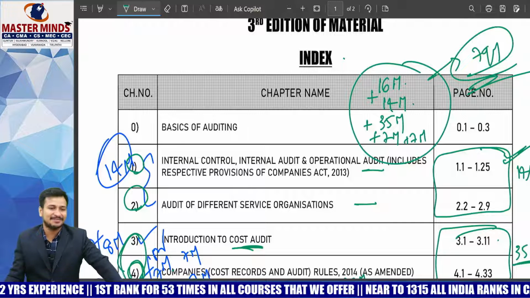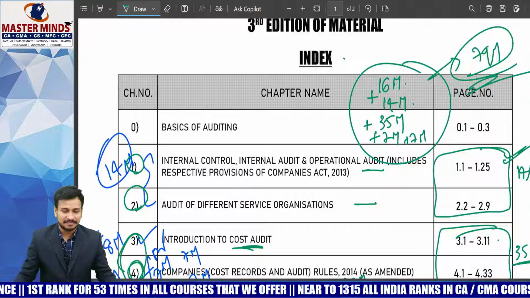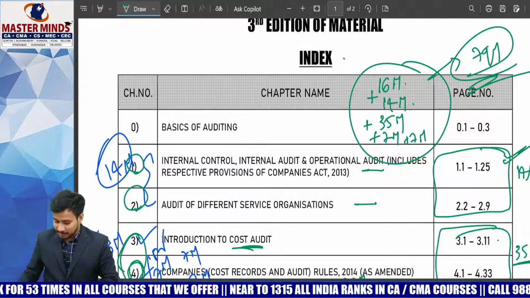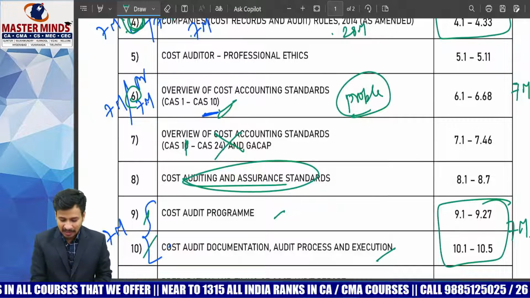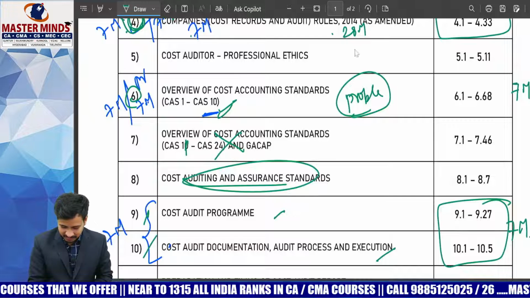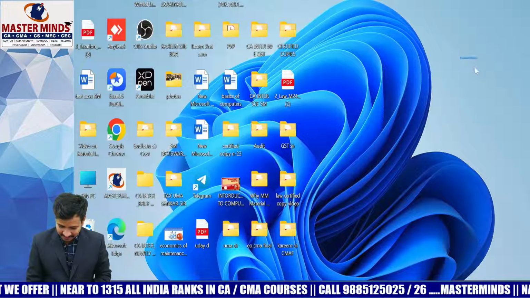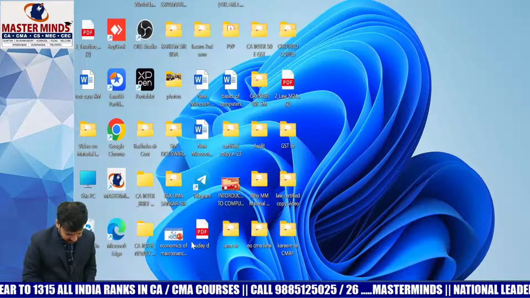So it's highly recommended to prepare the cost audit first. And if you have ample time, hey, but one second, don't take it lightly here, because you might get even a question from cost auditing and assurance standards also. I can't give a guarantee for the same. So let me tell you the final preparation strategy. After analyzing the paper, the final preparation strategy is this one.